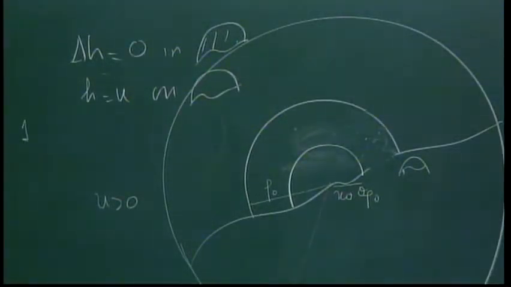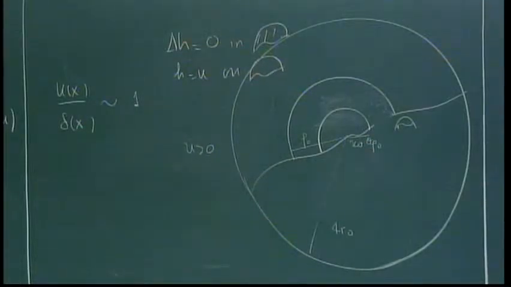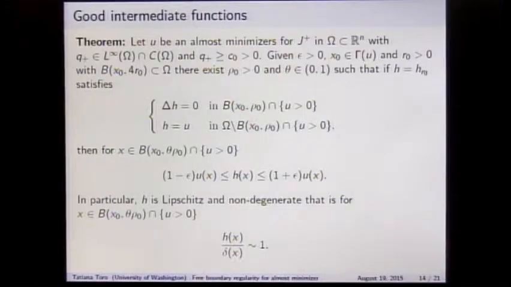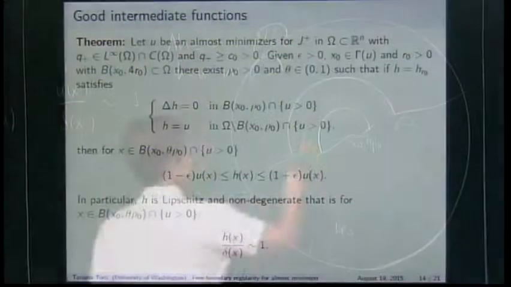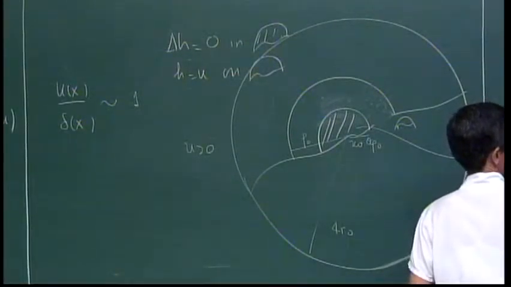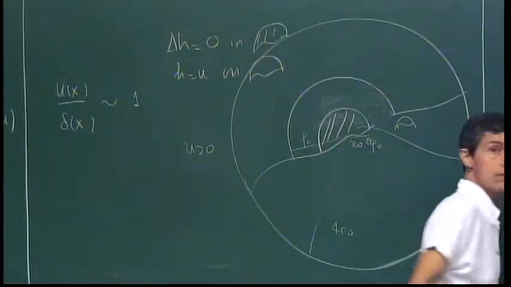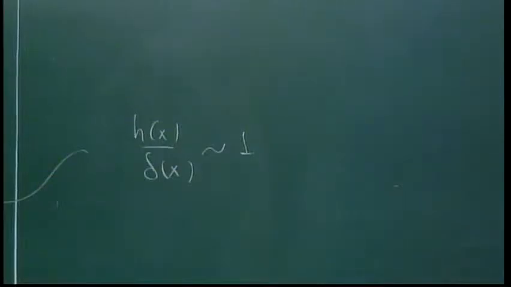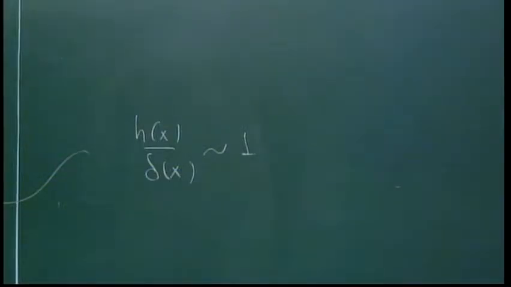So this reads: for every epsilon, I can choose an r0 such that the following thing happens. Why am I happy? Well, the reason I'm happy is that this tells me that this harmonic function h is Lipschitz and is non-degenerate. So for everybody here, I have the following property: h of x over the distance of x to the boundary is comparable to 1. And now I have a harmonic function. I know it's defined in a little piece, but it doesn't matter. I have a harmonic function which at the boundary grows like the distance to the boundary.